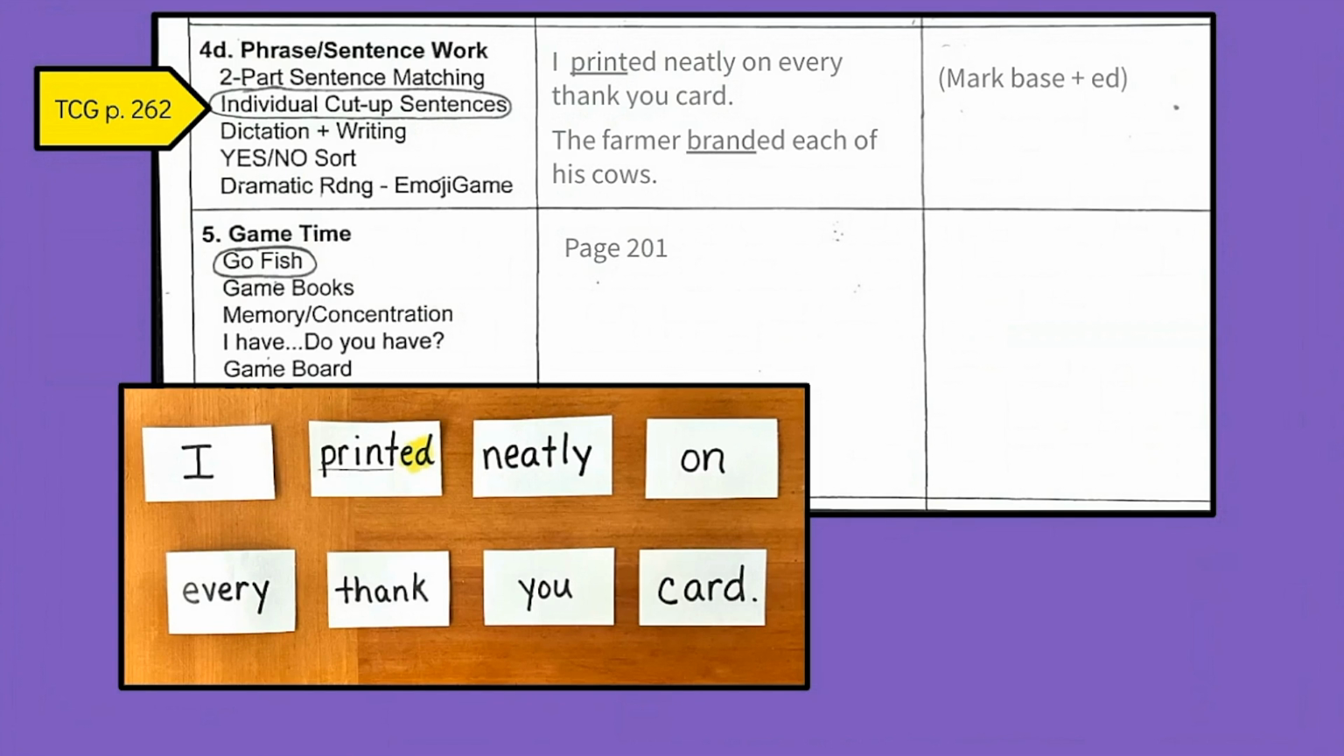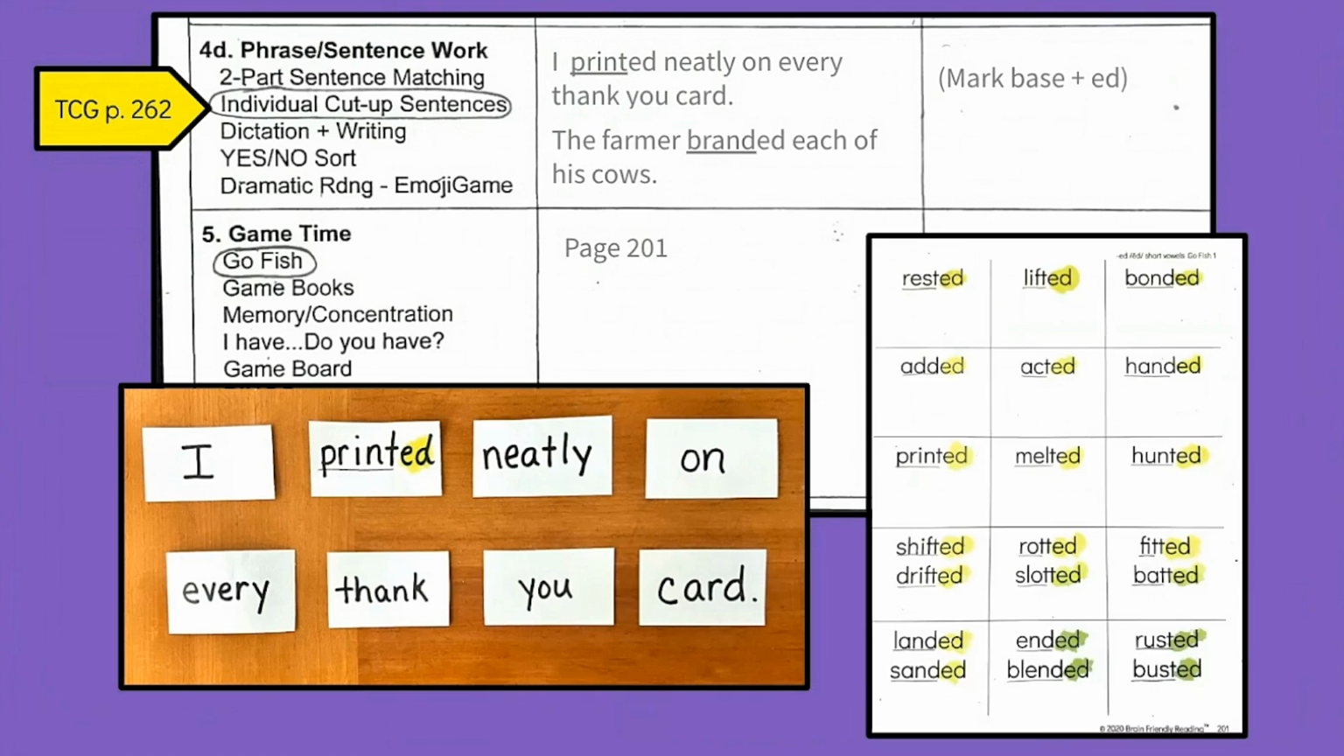Before the student puts them in order, I will have her first find the word with the ed suffix, highlight the ed, underline the base word and read it, then read all of the other words before putting the words in order. After that, we will play Go Fish with the cards that we have already marked and read.